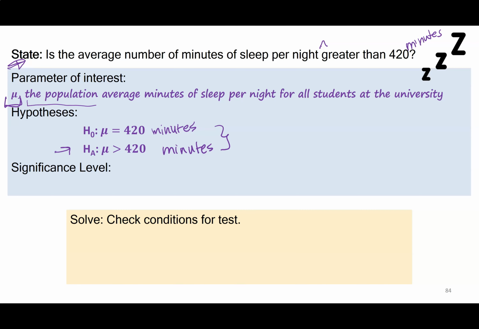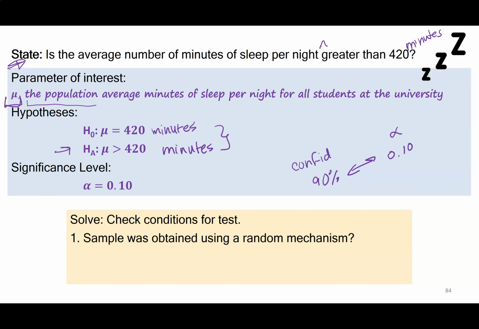Then my significance level is going to be 0.10. Remember, if my confidence level is 90% confidence, it tends to go with 0.10 significance. If I did 95% confidence for my interval, it'd be 0.05 significance most of the time.